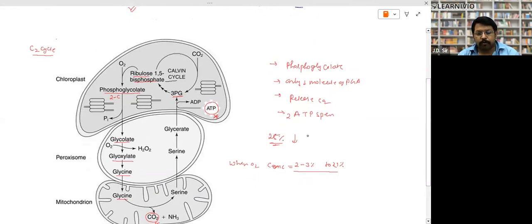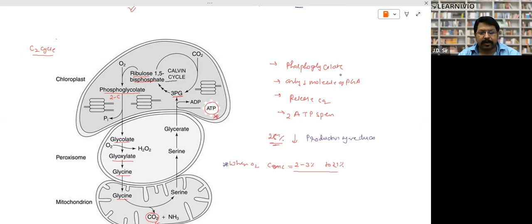25% of productivity reduces because of this phenomenon. When oxygen concentration is, that is also important, when oxygen concentration is 2 to 3% more up to 21%, right? Means it's 2 to 3% more, up to 21%, right?